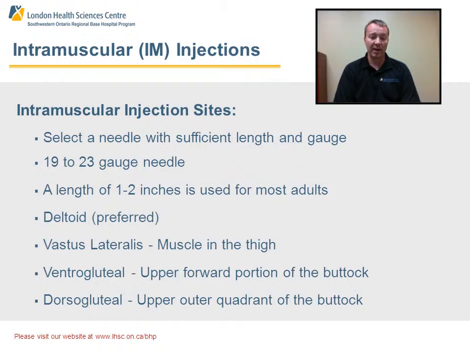Just remember that an adult can comfortably be given up to 5 mLs of injected medication at one site, depending on the size of the muscle. In a child, about 2 milliliters is the maximum that can be tolerated per site.